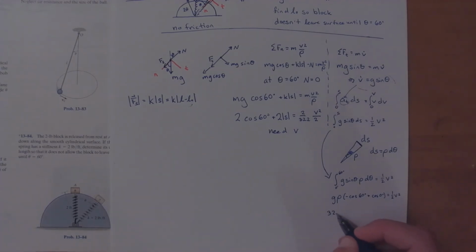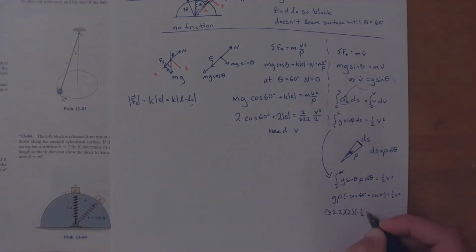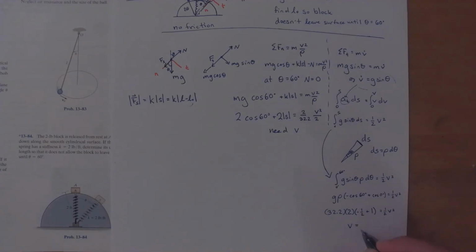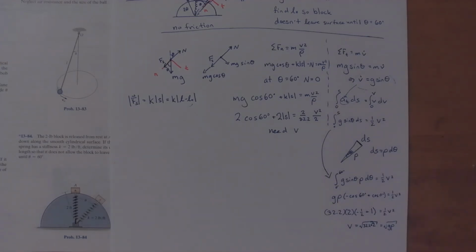g is equal to 32.2, rho is equal to 2, and cosine of 60 degrees is 1/2, but it's negative, and cosine of 0 is equal to 1. And you can solve this to find the velocity at 60 degrees is equal to the square root of 32.2 times 2, which is the square root of g times rho, which is just kind of interesting because we've seen that before.